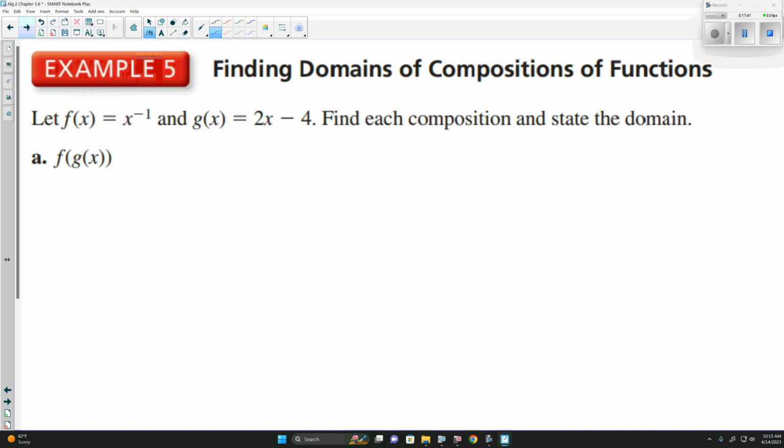So this here is the last thing we're going to do. We're not going to worry so much about the domain and range on this, but I do want to find the composition of each one of these. So the first one we're looking at is f of g of x. And again, for these, we're going to plug in the g of x function for g of x. So we're replacing g of x with 2x minus 4.